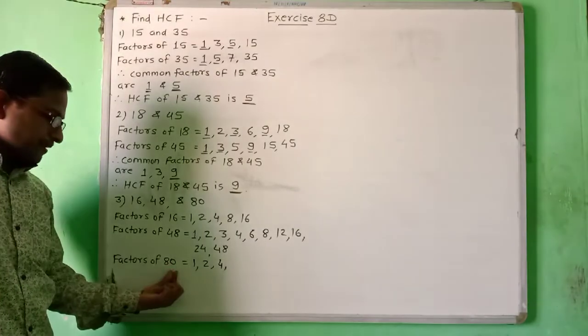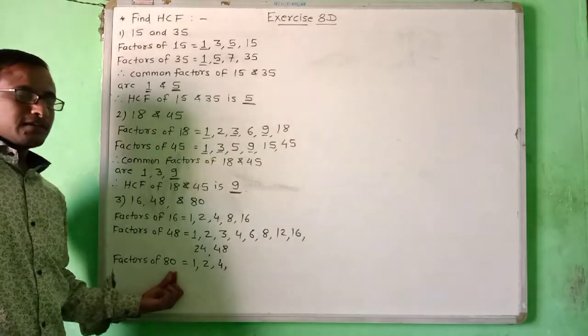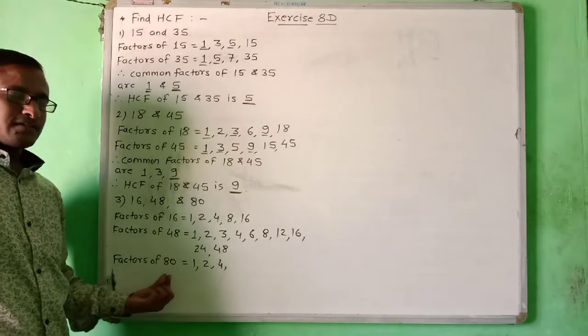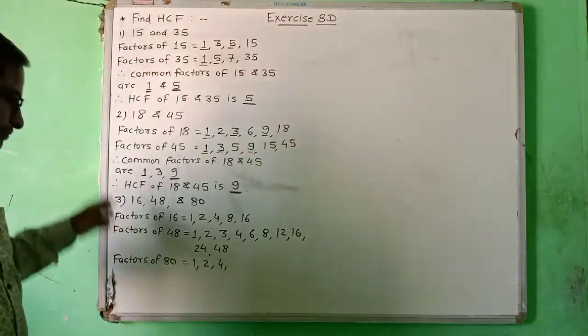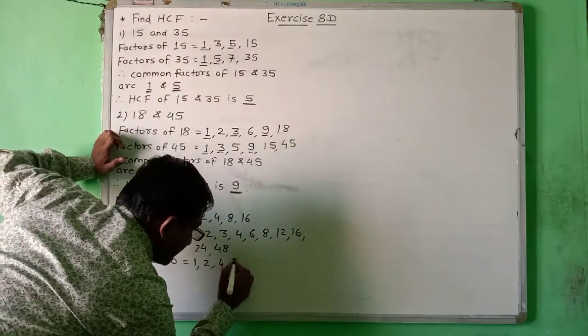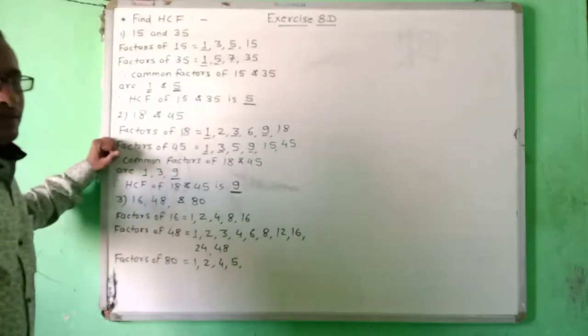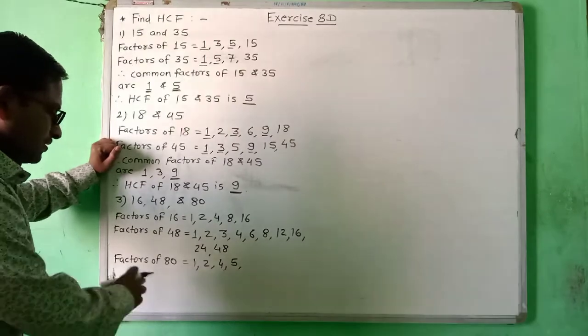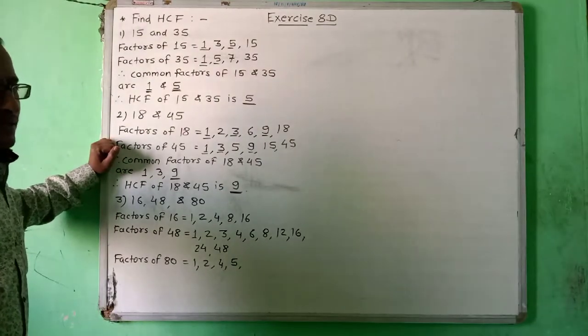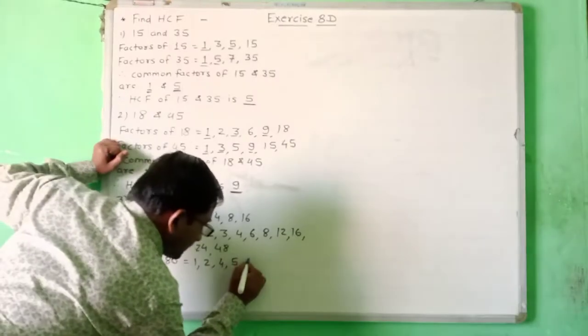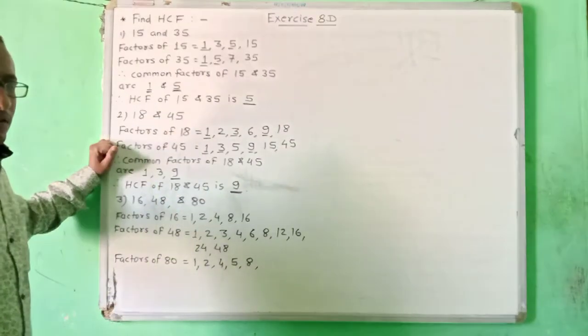5 is also a factor of 80. Why? Here the unit place 0 is present, and the divisibility test of 5 is that the unit place is 0 or 5. So it is divisible by 5. So write 16 5s are 80. So 5 is a factor of 80. Then 6 is not a factor of 80. 8 10s are 80. 9 is not a factor of 80.